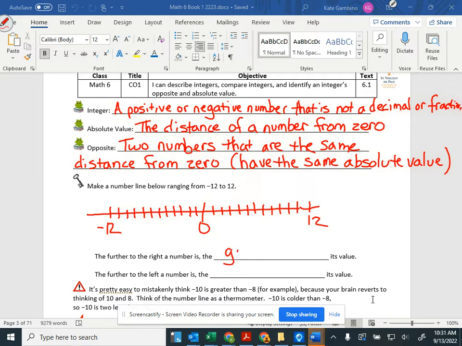So I see friends that have their Math Masters binders out. I need those put away right now. We should only have Math 6 out.